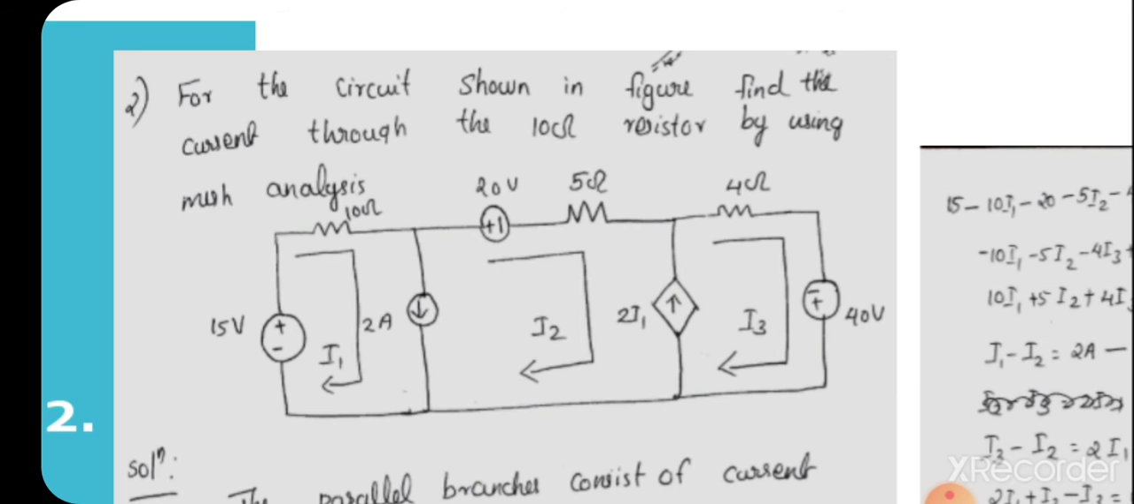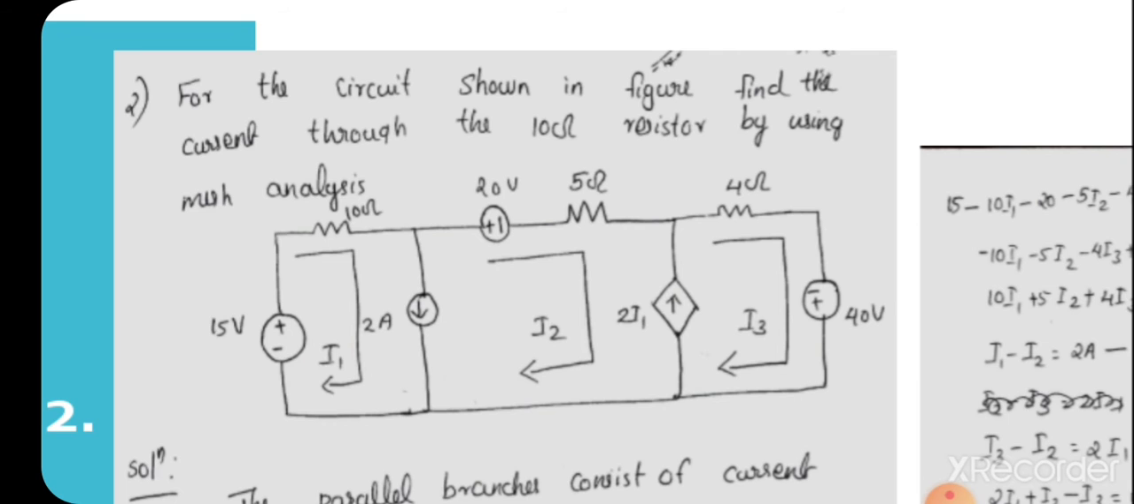What is its meaning? It is a dependent current source and its value depends upon the current i1. What is the current i1? Current i1 is marked in the first loop. That is, current i1 is the loop current in the first loop. So now we are studying how to solve circuits containing dependent sources, and we are using mesh analysis, and in the question it says that you have to use mesh analysis.